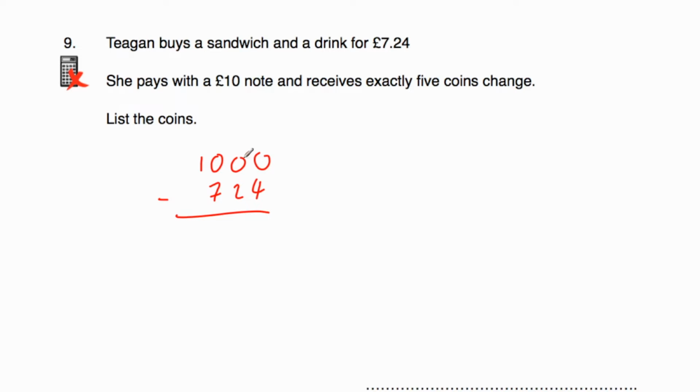So 0 take away 4, well, let's borrow. Let's cross off the 1, call it 0, and now a 10, cross that off, 9, and a 10, cross that off, 9, and a 10. So we get 10 take away 4, that's 6, 9 take away 2, that's 7, and 9 take away 7, that's 2.